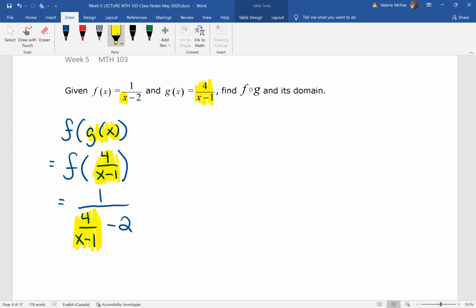So now if you think back to week 1 where we talked about complex rational expressions, that's what we have here. Do you remember how to simplify them? I'll let you go ahead and do so.